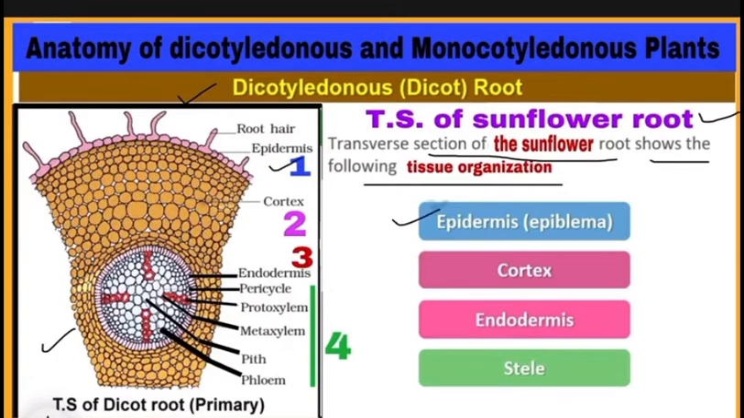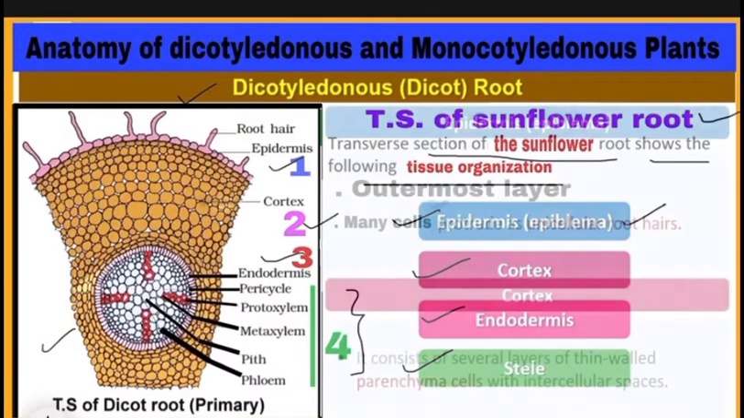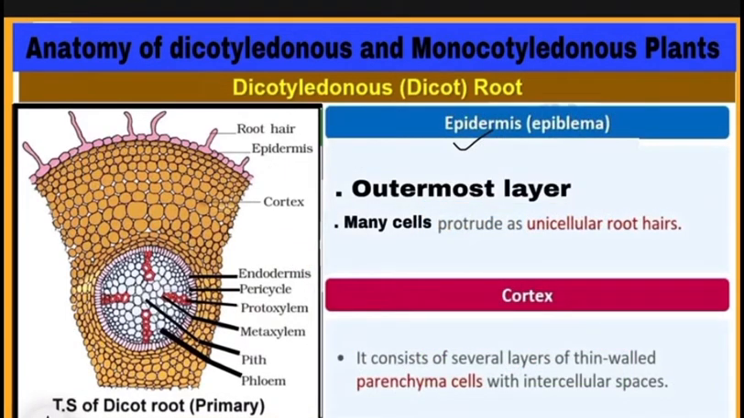1. Epidermis or epiblema, 2. Cortex, 3. Endodermis, and 4. Stele. So it has got 4 main tissue organization: epidermis, cortex, endodermis, and stele. Epidermis or epiblema is the outermost layer.